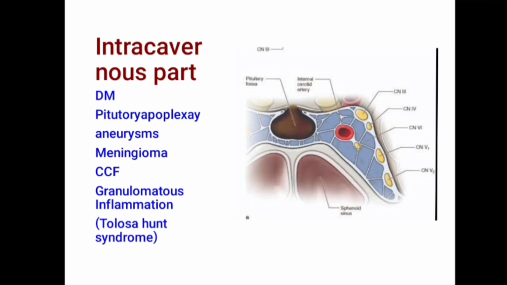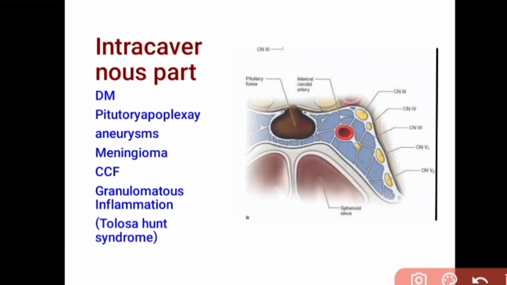So moving on to the intracavernous part of the third cranial nerve. Here the patient typically presents with involvement of other cranial nerves along with the third cranial nerve. That means there is involvement of the fourth, sixth as well as the first division of the fifth cranial nerve. So usually the presentation will be like painful ophthalmoplegia. Then you can locate the lesion to the intracavernous part.